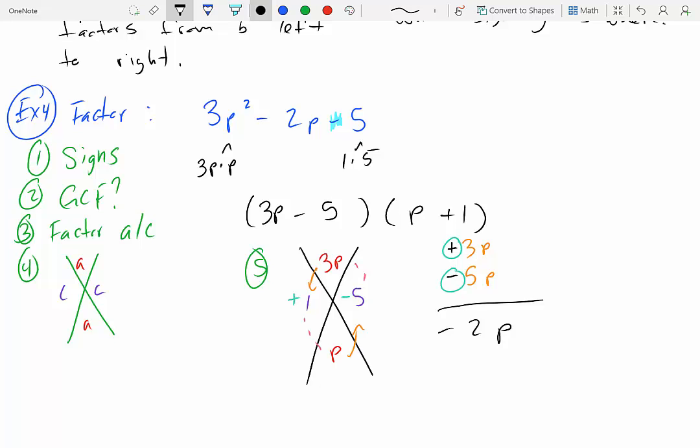So let's move on. Let's do another example. All right, the more you see, the better. So example 5.